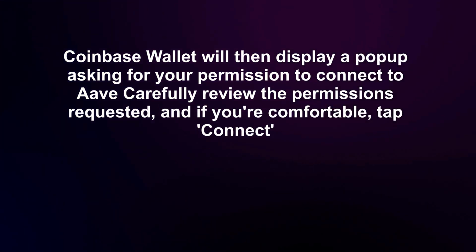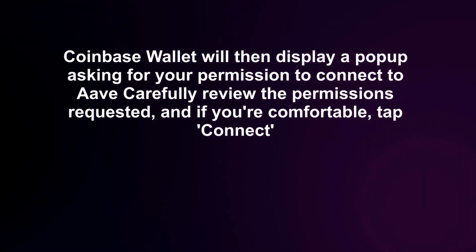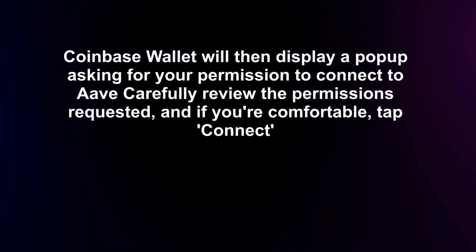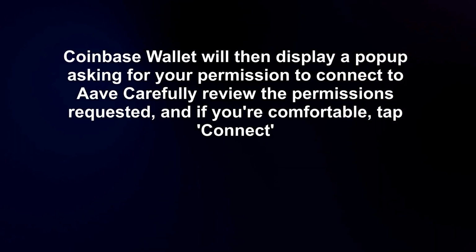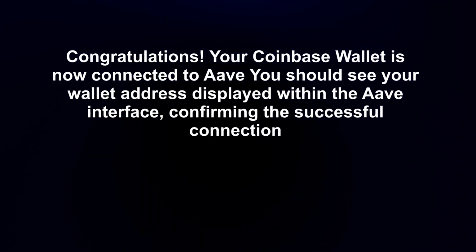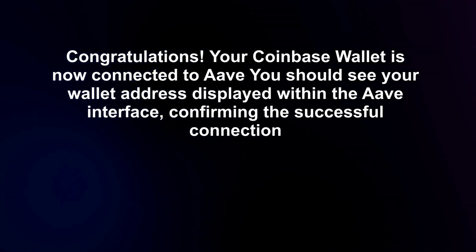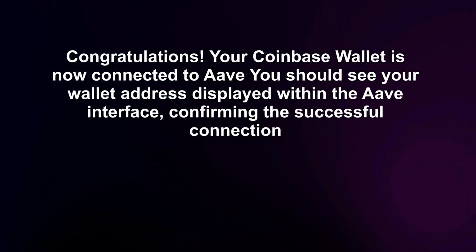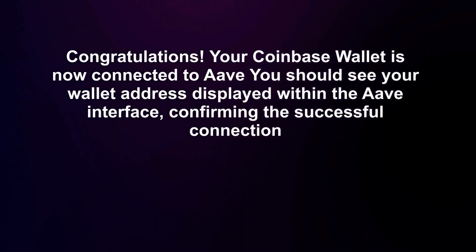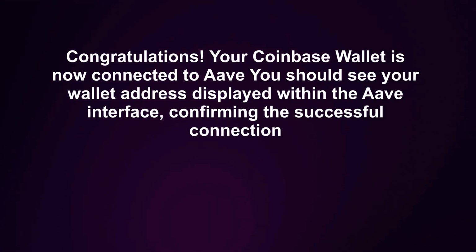Coinbase Wallet will then display a pop-up asking for your permission to connect to Aave. Carefully review the permissions requested, and if you're comfortable, tap Connect. Congratulations! Your Coinbase Wallet is now connected to Aave. You should see your wallet address displayed within the Aave interface, confirming the successful connection.